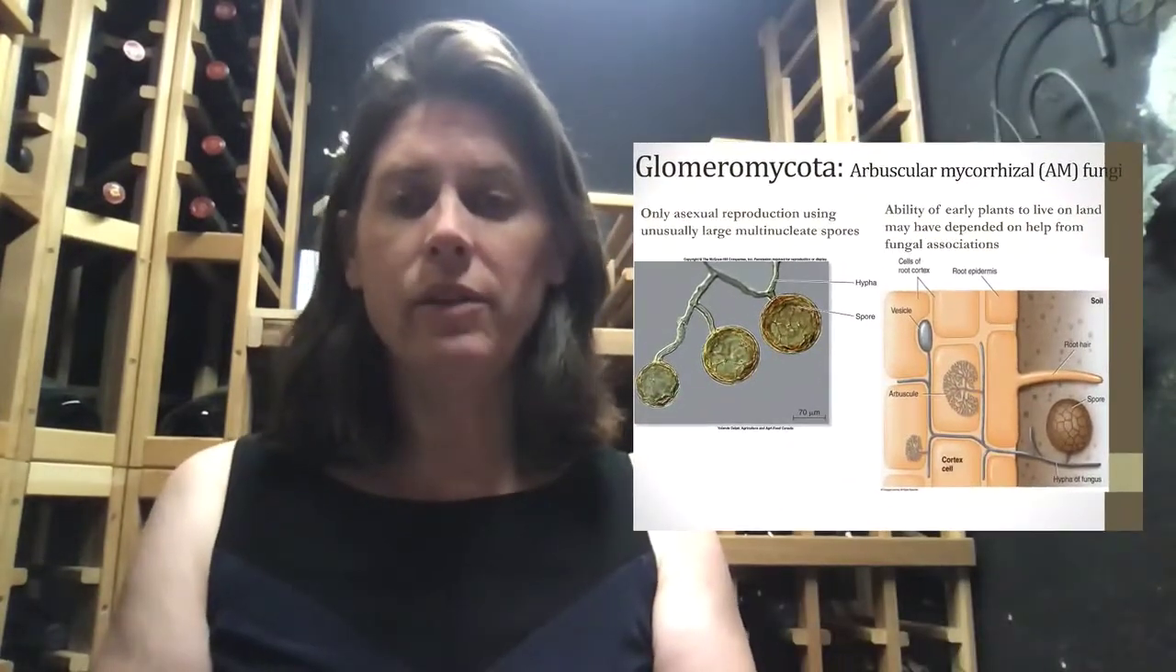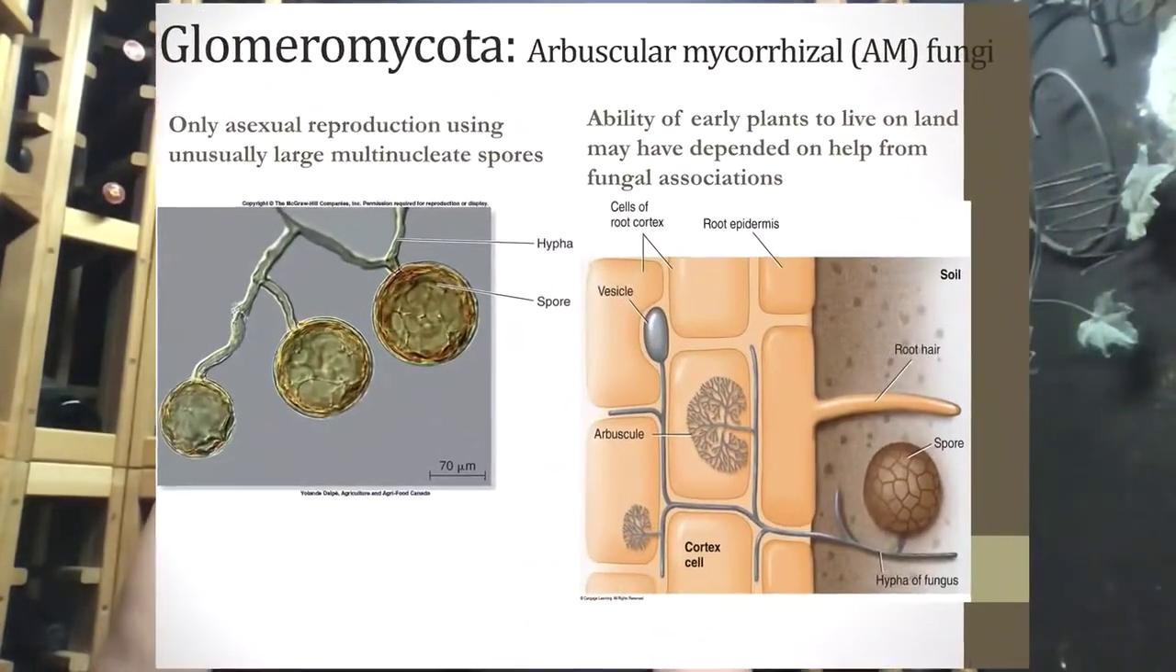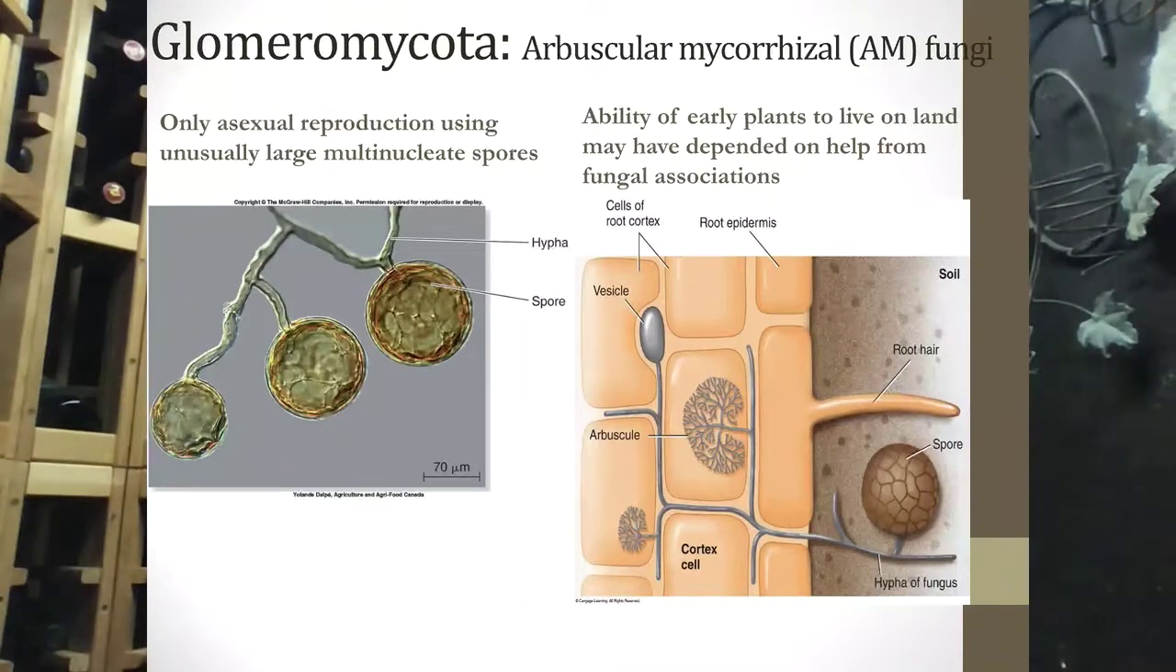All right, here's another type. This is a type of fungus called Glomeromycota. This is an interesting one. It's what we might refer to as arbuscular mycorrhizal fungi, and sometimes it's just referred to as AM fungi because it's a tongue twister to say arbuscular mycorrhizal.